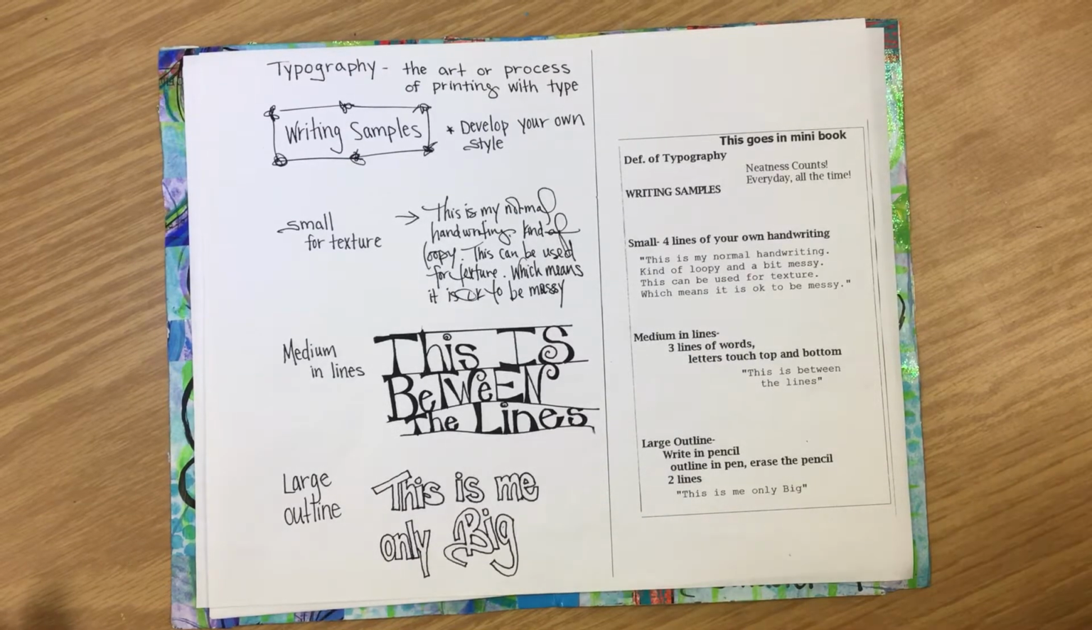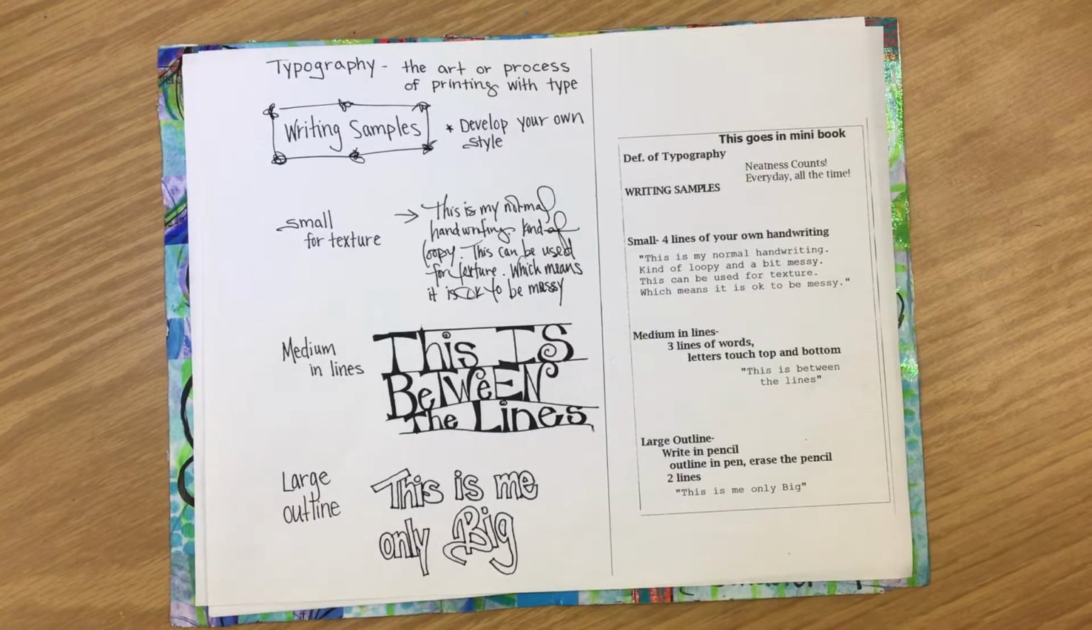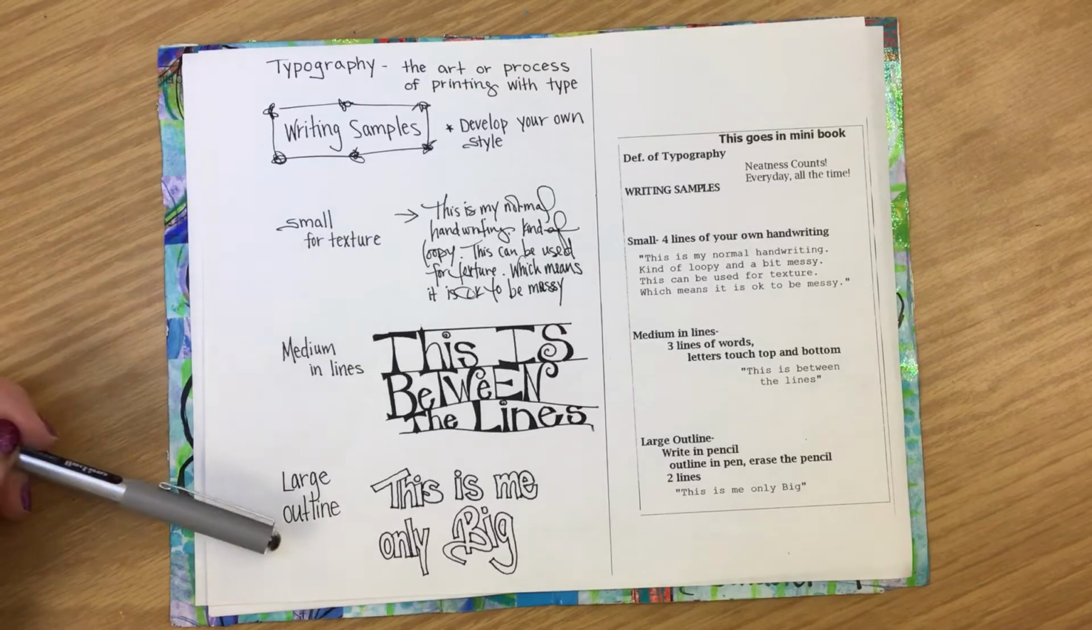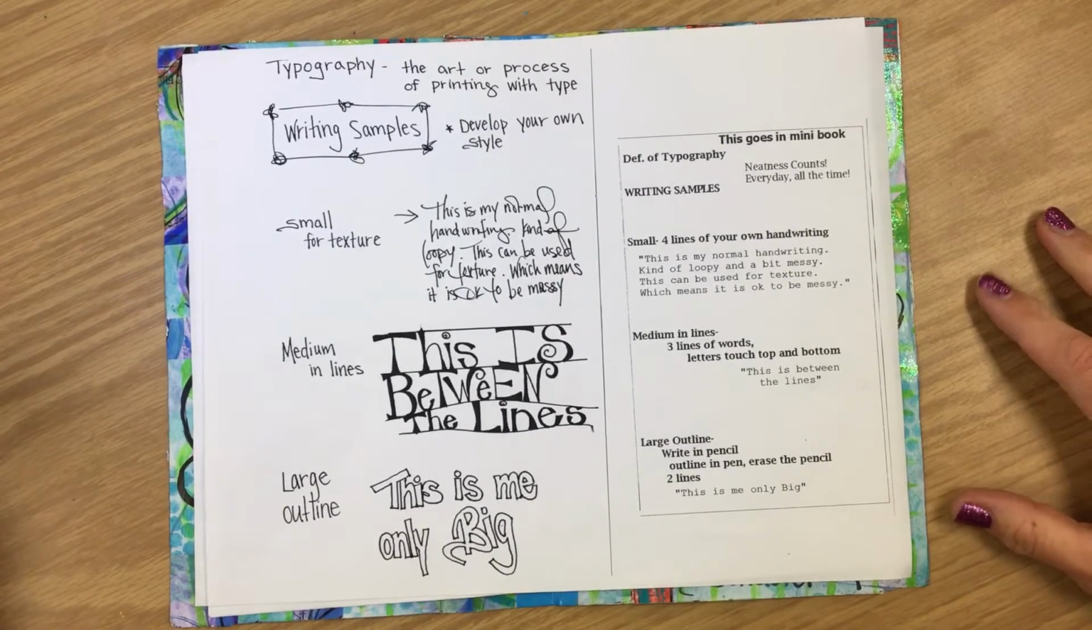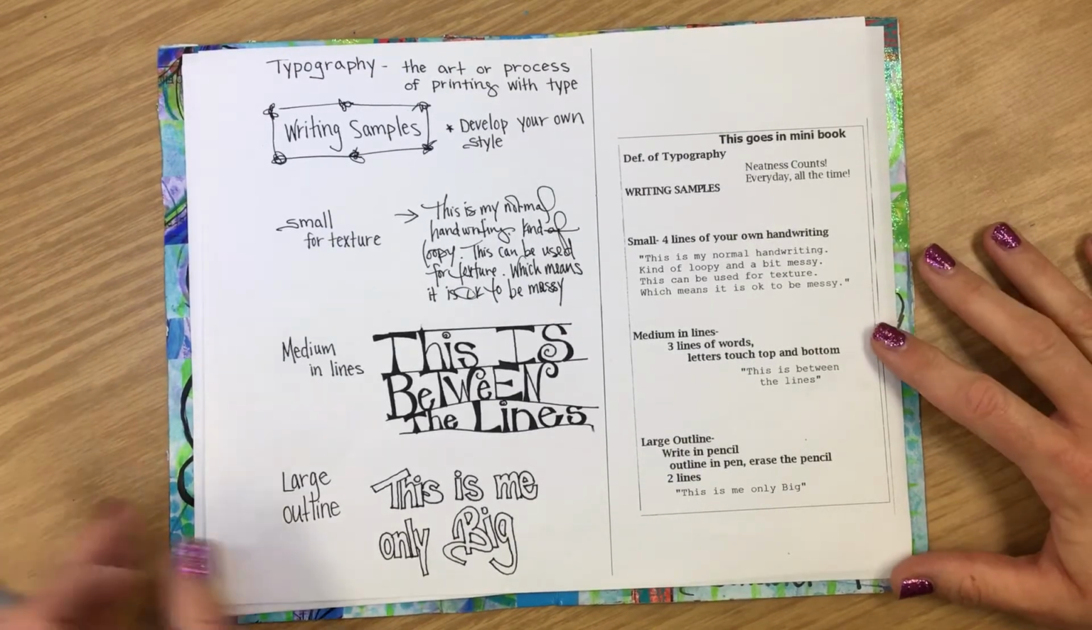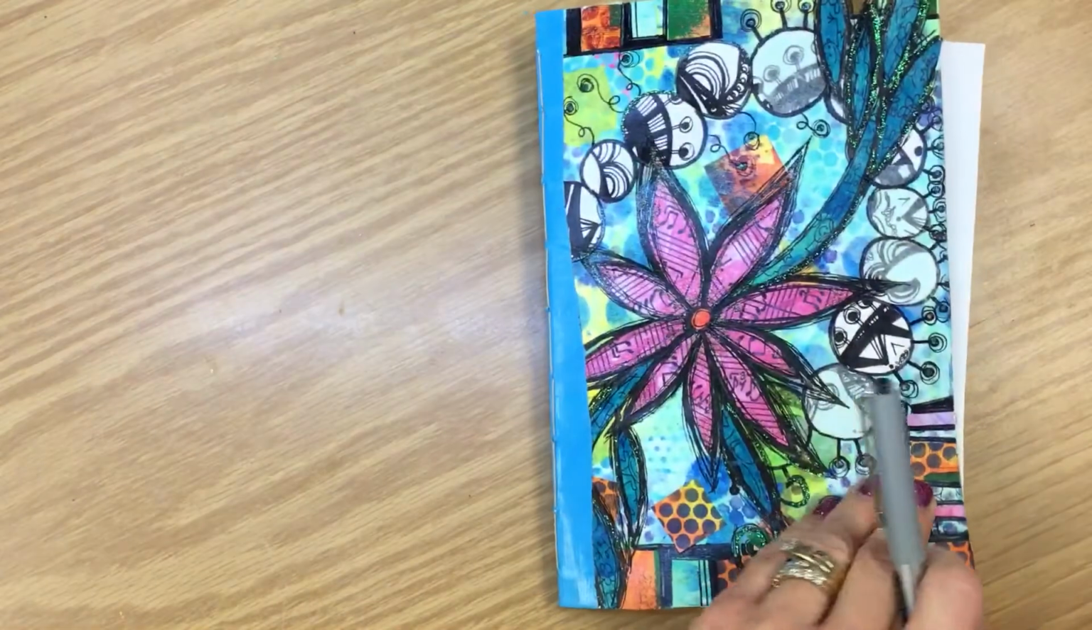Today we're going to be looking at typography, which is basically the study of text. We're going to be doing 3 different styles so that you can do this with your own handwriting. So it'll be your own style, but 3 different techniques. This will be done in your mini book.